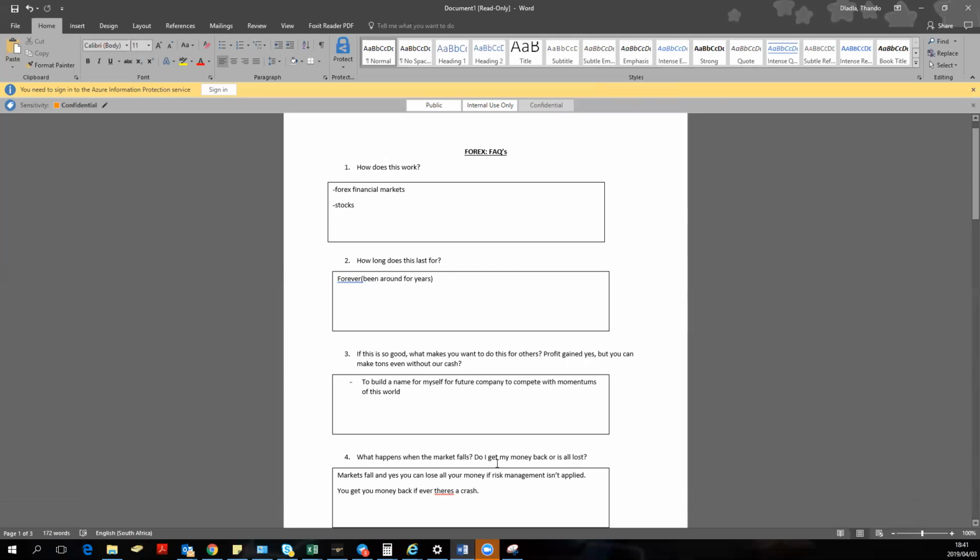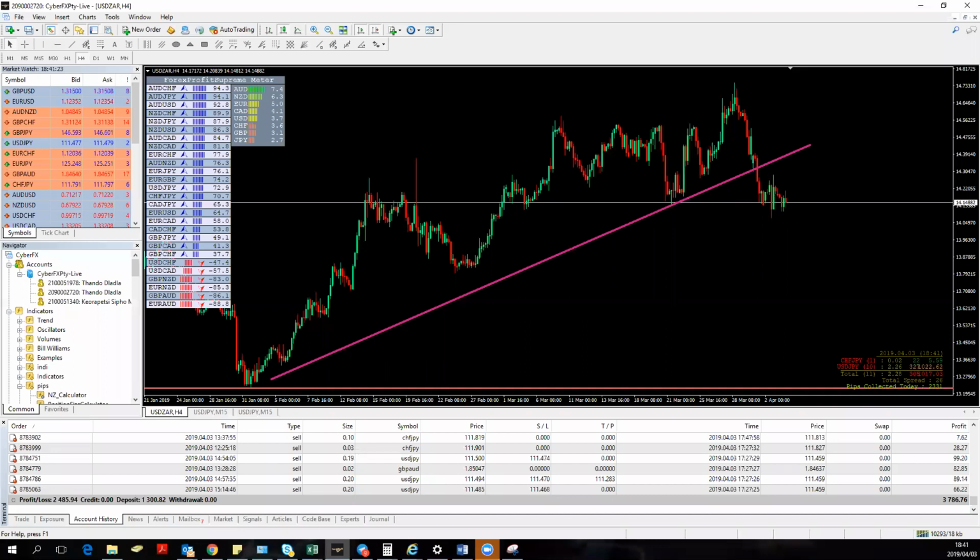Okay. What happens if a market falls? Do I get my money back or is it lost? Look, if the market crashes, yes, you will have lost all your money, but there's ways to defend your money. Like from this platform, I can decide at any point that, you know what, I'm only willing to risk losing like 10% of what I've put in, and that's how I trade. It's up to me how much.